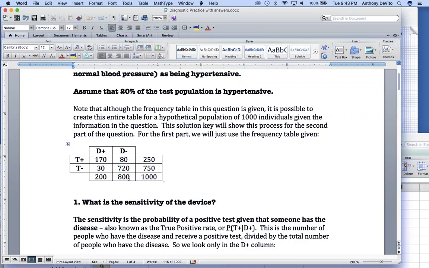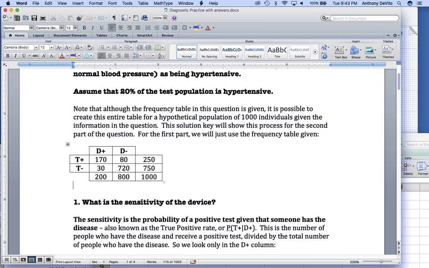Now what about the 800 people that don't have the disease? We get that right 90% of the time. So 720 of those would be correctly identified as negative, and 80 would be incorrectly identified as positive. So we've reconstructed this table just from the information we had above.